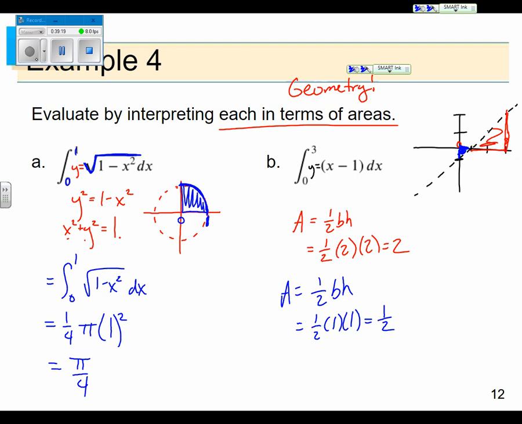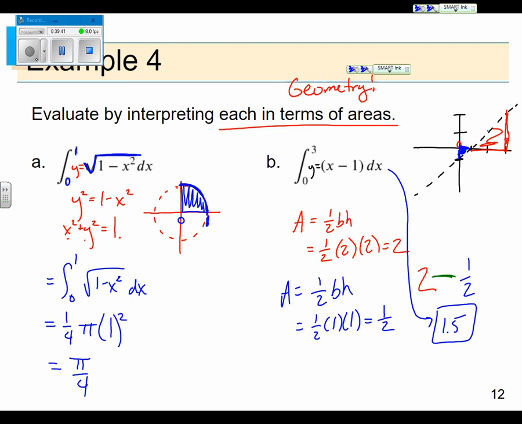But here's the kicker we have to remember. If something is below the axis, we have to subtract their areas. And so I get 2 minus 1/2, which will just give me 1.5. And so if I was to evaluate this integral, it would be 1.5.